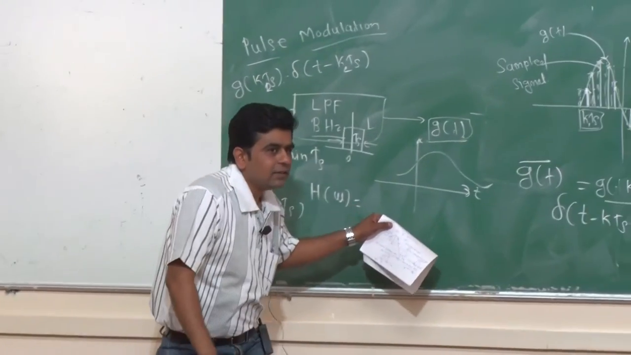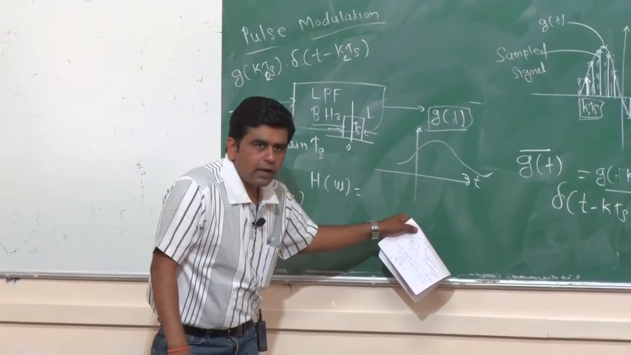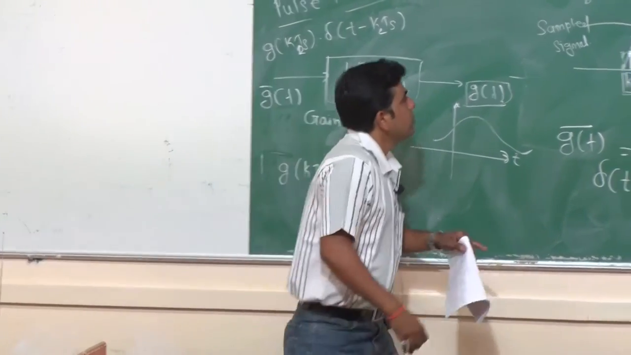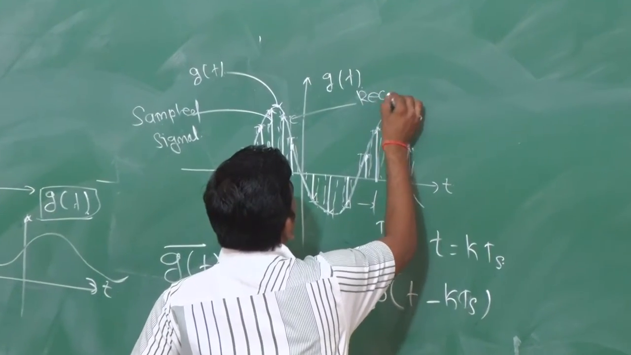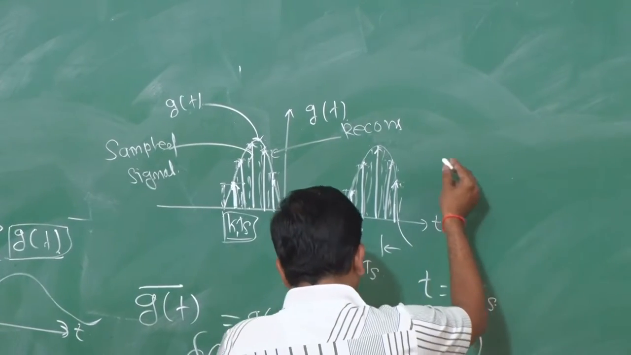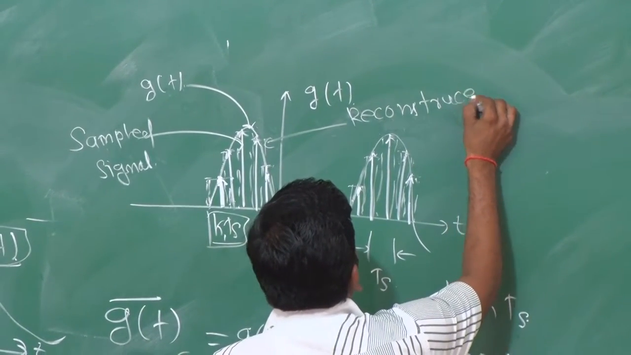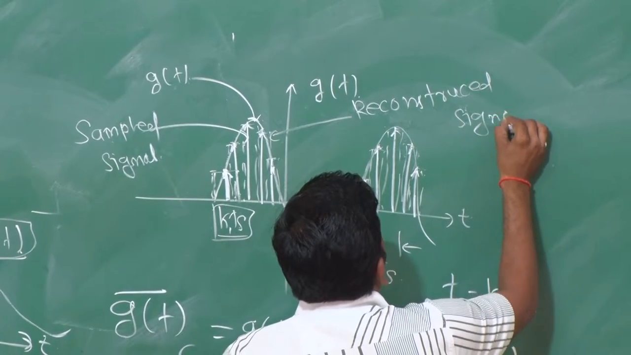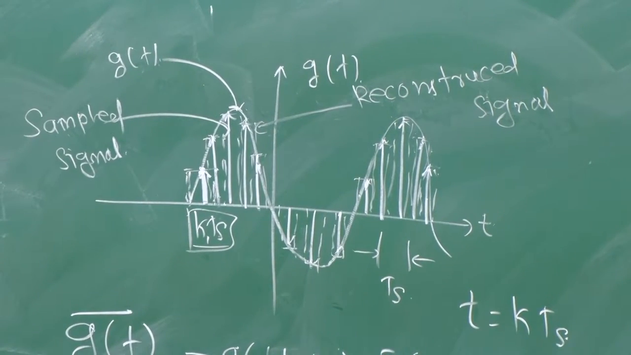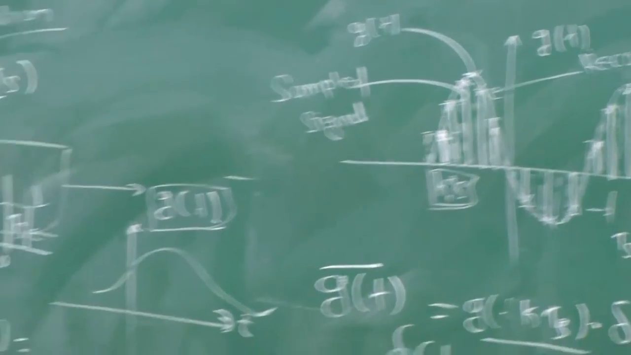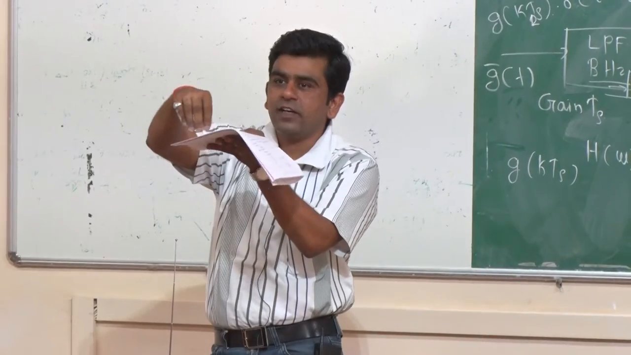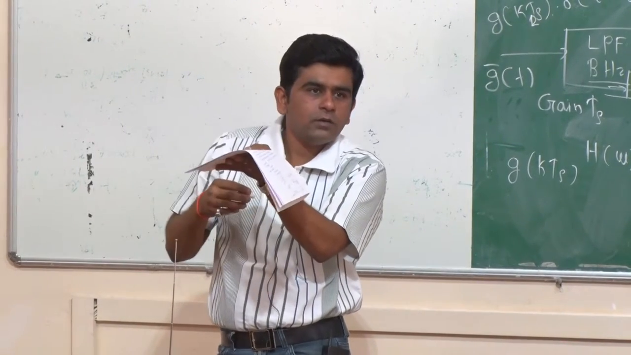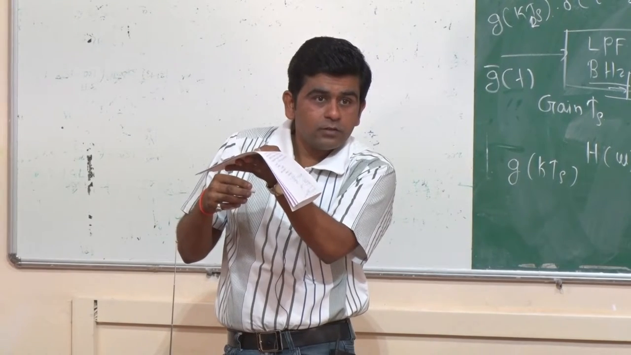And at the receiver side, this signal gets filtered by your ideal low pass filter. The staircase is nothing but the reconstructed signal. From the transmitter point of view, the original signal is present, which is continuous. We have to do the sampling. So at a particular point, this is your first sample, second sample, these are discrete. Third sample, fourth sample, and so on.